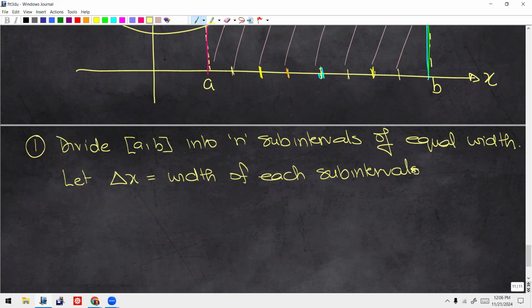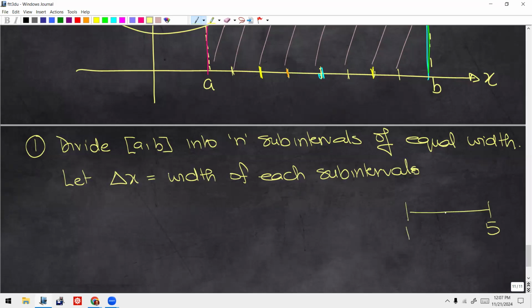So let me ask you this question. Let's say my interval is from 1 to 5, okay? And I tell you that I want to split this into two subintervals. What will be the width of each one if the two widths have to be the same? You guys follow my question? I want to divide this interval 1 to 5 into two subintervals, each of the same size. So what will be the width of each one?